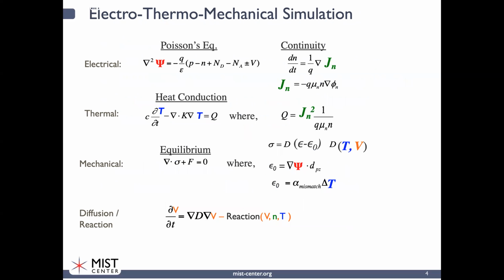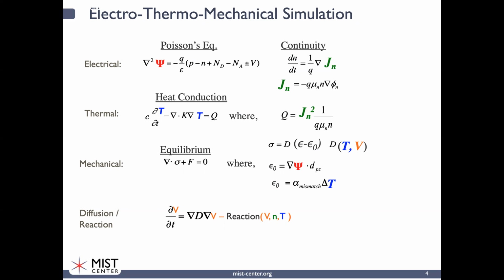So some of the things that we can do in the electrical world: Poisson's equation and continuity equations. We typically discretize the continuity equation for a variety of reasons as a gradient in the quasi-Fermi level, rather than the classic drift diffusion sort of formulation. That works better for a lot of III-V materials, and it's simpler to do Fermi-Dirac statistics. So those set of three equations allow us to do basic device simulation.